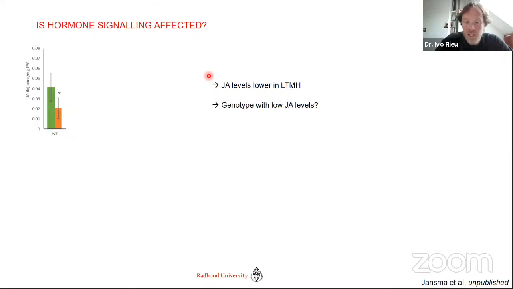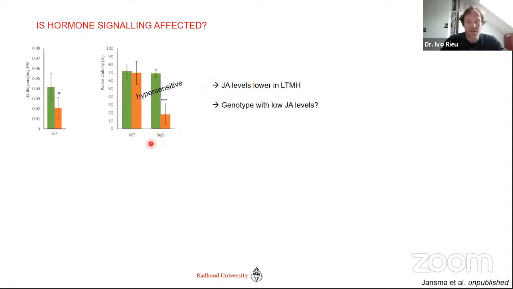So we asked the question, well, what happens then if you have a genotype which already has quite low levels? That genotype was available, and it's called the DEF1 mutant. It has low JA levels. But still, if you look at the control temperature here in the bar, actually it can make pollen quite nicely. But if you put it in high temperature, it's very sensitive. This was a very mild high temperature. Our wild type was hardly affected, or not affected by the high temperature. So it was not too high. I think we used 30 degrees in this case, but already this genotype has big problems now to produce good pollen.